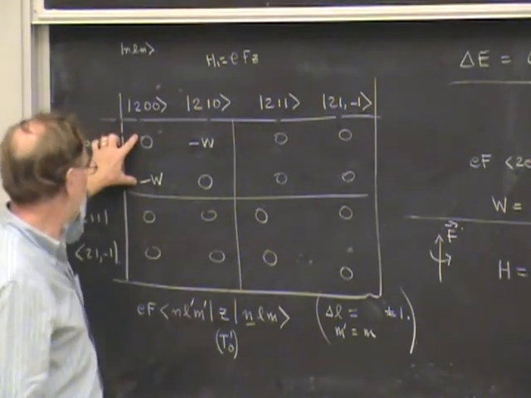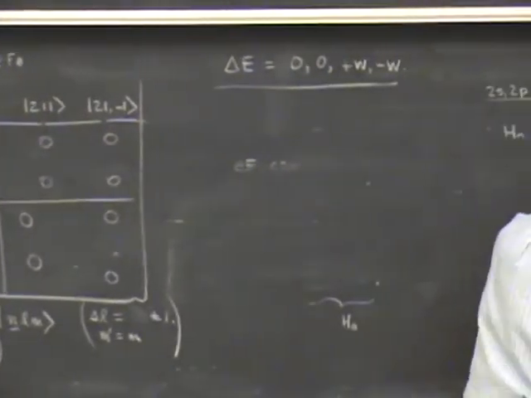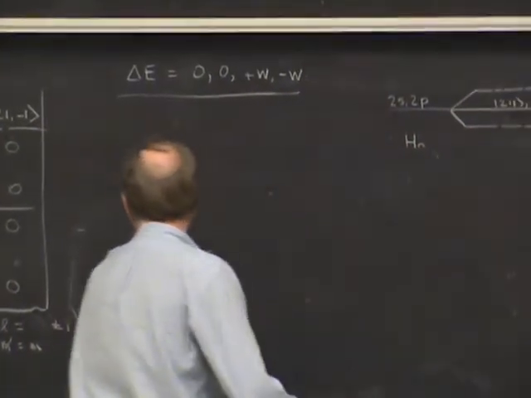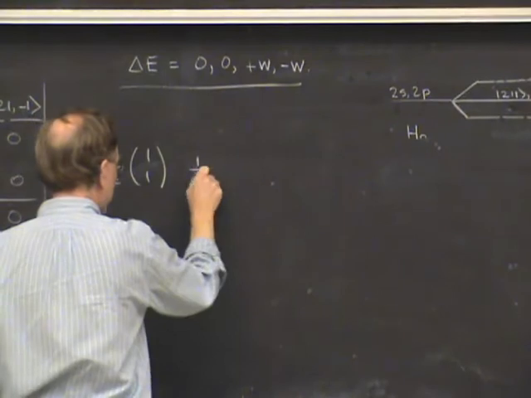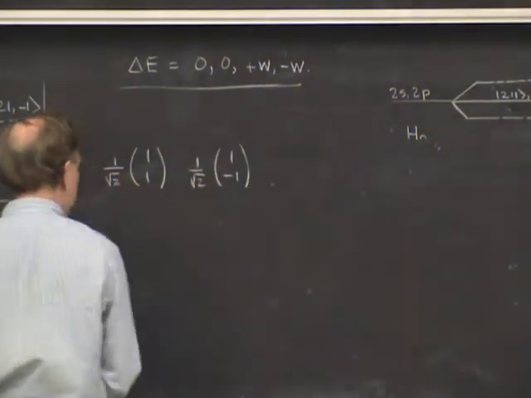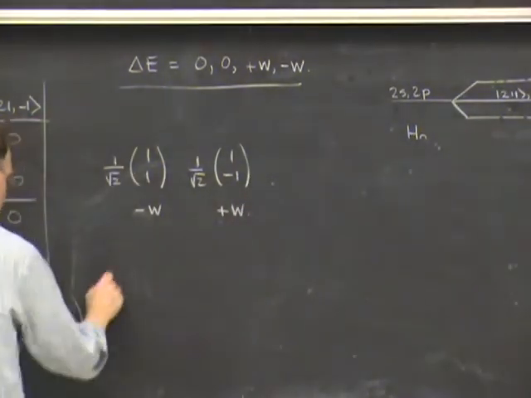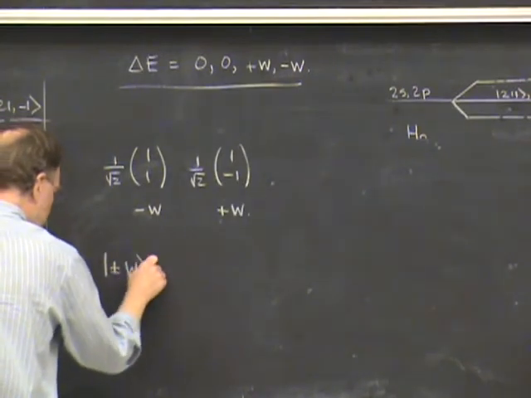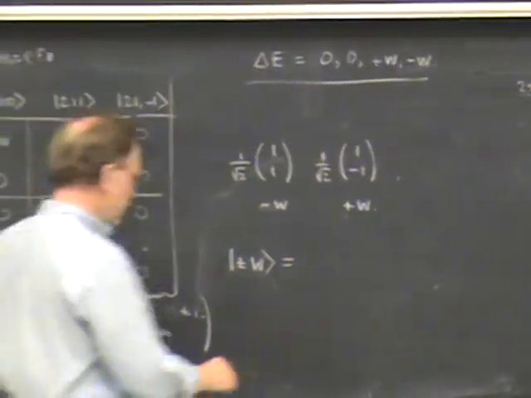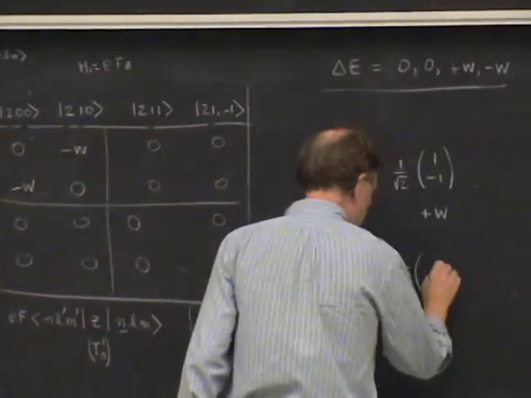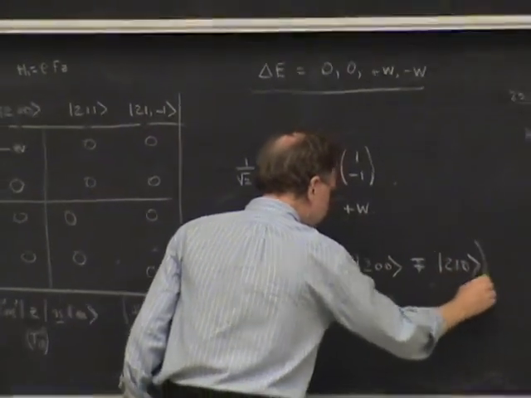Well, it's easy to find the eigenvectors of this 2x2 matrix. There are two of them. You normalize them: it's 1 over the square root of 2 times (1, 1), and the other one is 1 over the square root of 2 times (1, minus 1). The first one corresponds to the energy minus W, the second one corresponds to the energy plus W. So the states plus and minus W are linear combinations of these two states, |2,0,0> and |2,1,0>. They look like 1 over root 2 times |2,0,0>, and then a minus or a plus |2,1,0>.